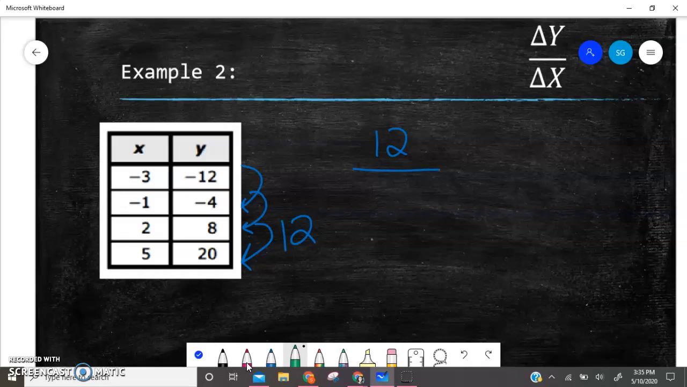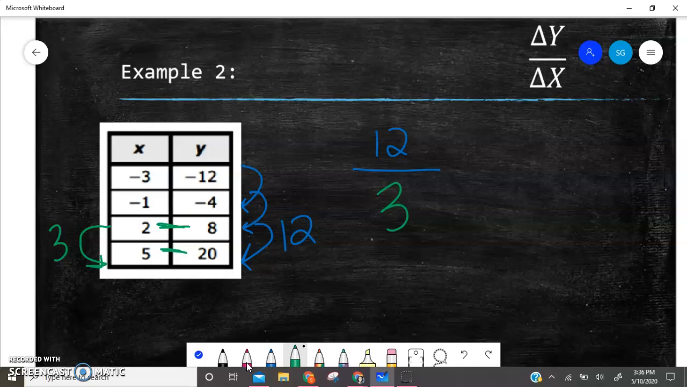Now let's go ahead and figure out the change in x. Like I said, since I picked these 2 pairs right here, I need to make sure that I'm doing the same thing over here. So going from 2 to 5, that also increased, and that increased by 3. So my denominator would be 3. So I could say 12/3 is my slope.